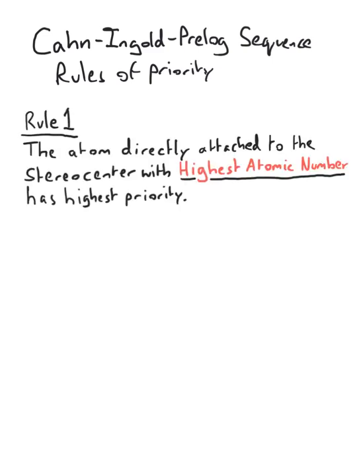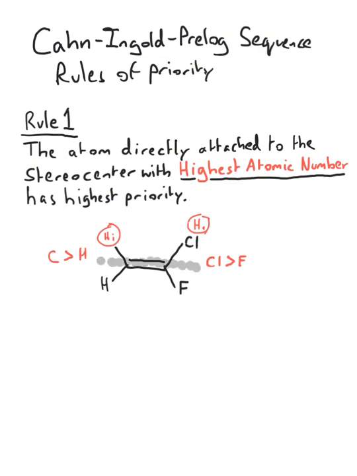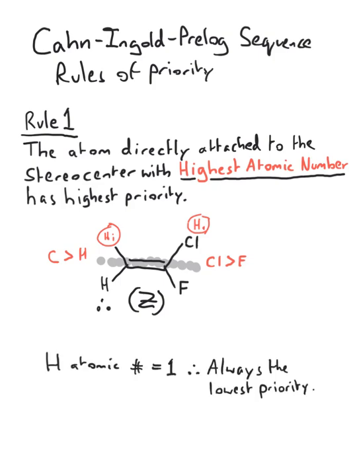Rule number 1 states that the atom directly attached to the stereocenter with higher atomic number has higher priority. So for example, in this case, the carbon has higher priority than the hydrogen, and the chlorine has higher priority than the fluorine, indicating that both high priority species are on one side. Therefore, the configuration is Z. Note that as we are talking about atomic numbers, this means that hydrogen is always going to be the lowest.